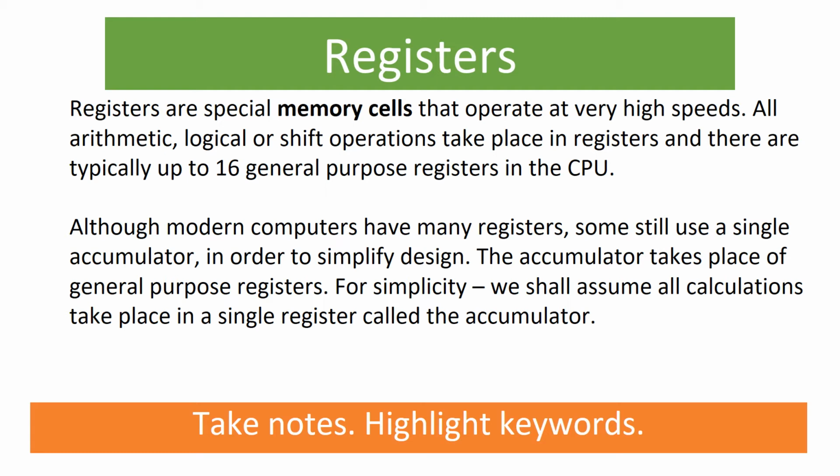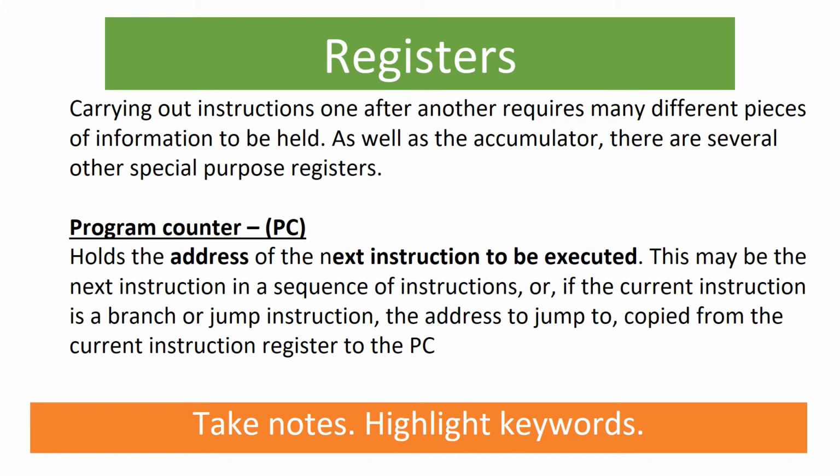Generally, there are 16 general purpose registers in the CPU. Modern computers, though, as I've put on this slide, have many registers. Some use a single accumulator to keep it simple, and it can take the place of general purpose registers. But for this, we're assuming that all calculations take place in a single register called the accumulator. Now remember, there are lots of different registers. These are tiny blocks of memory inside the CPU.